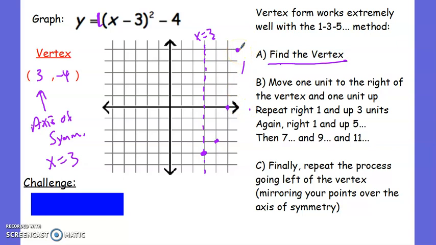I could also go, sorry about the stray mark there, get rid of that real quick for us. Again, I can go left 1 up 1, left 1 up 3, or I can take these points and sort of reflect them over. And if you don't trust whether or not that's working correctly, check one of those points. You know, 0, 5 right now seems like a great point to double check. 0 minus 3 would have been negative 3, squared is 9, and 9 minus 4 is 5.